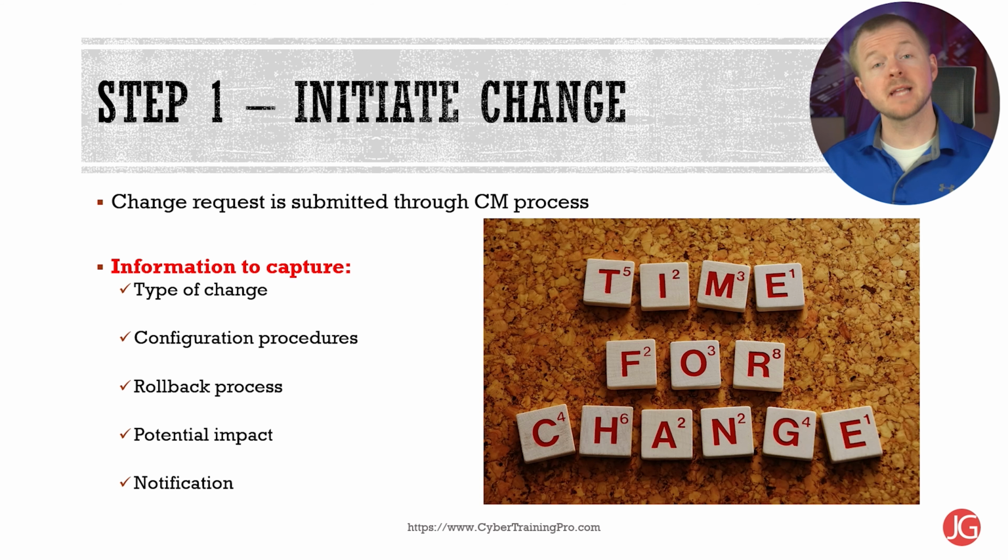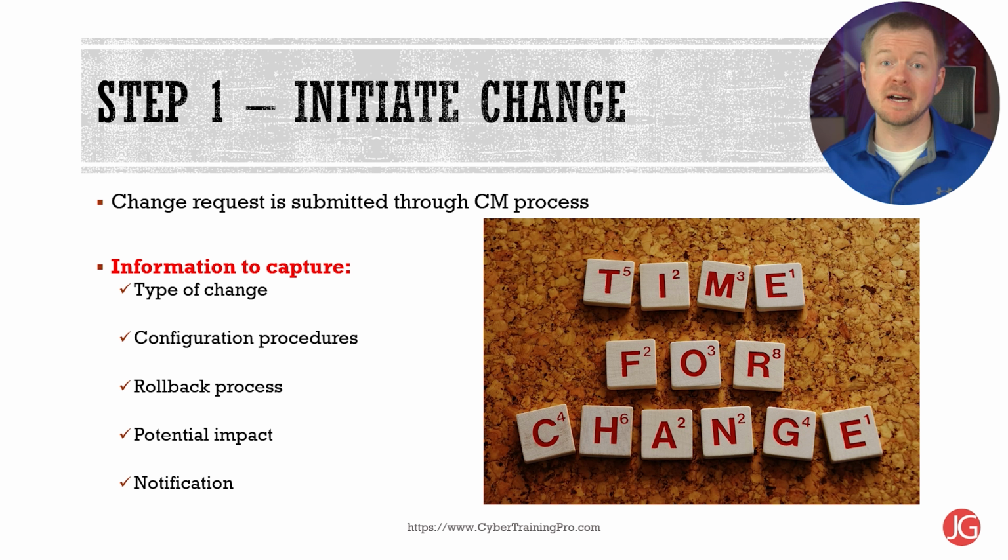Now we're going to talk about the process to actually make a change in an organization and the steps that are involved. Step 1, initiate change. Change starts with a change request, which might come in the form of a document, email, or a ticket in your ticketing system. Documentation is extremely important for changes, so you'll want to capture type of change, such as software, hardware, or many other types, configuration procedures, including what's going to happen and who's going to be involved, and the rollback process in case something goes wrong. What do we need to do to roll back configurations to that previous state?